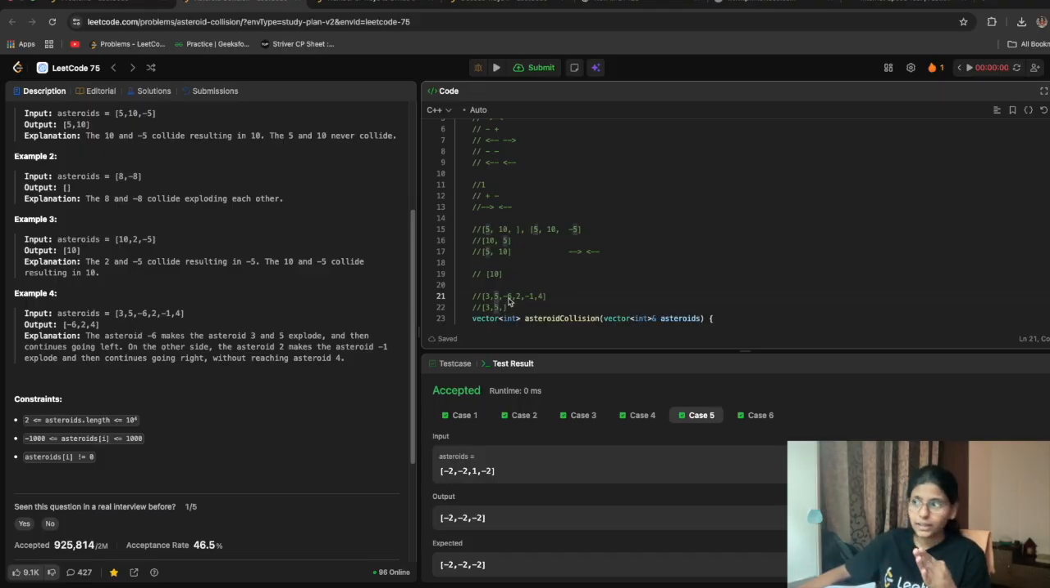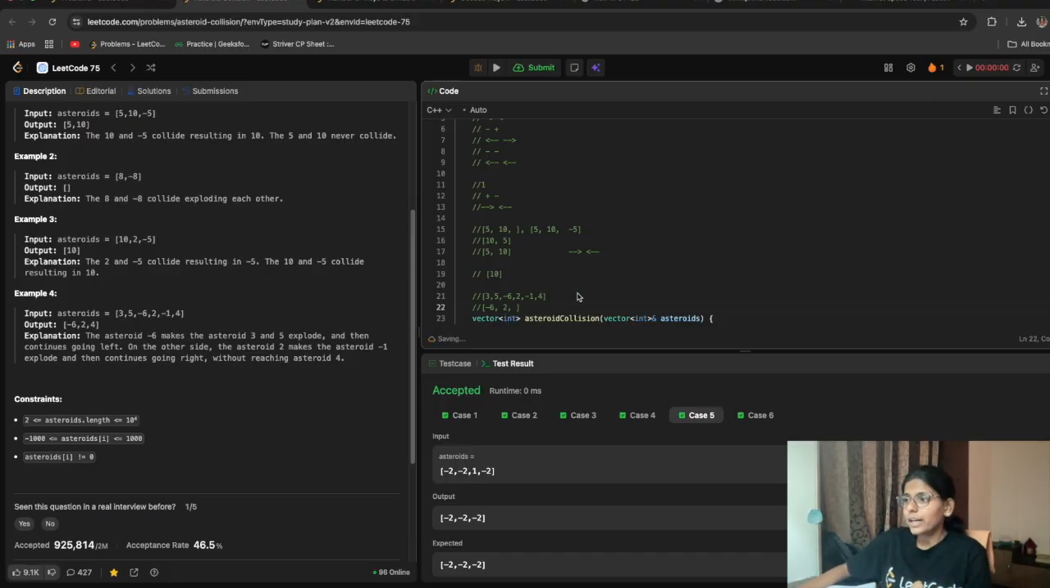The condition is satisfying for this also, like when 5 will explode, 3 will be there, 3 is going in right direction, then 3 will also be exploded because 6 is greater than 3, so we'll remain with minus 6 only. Then we have 2, this is going in left direction, this is going in right direction, both are never gonna meet, so 2 will be as it is, we're gonna include 2.